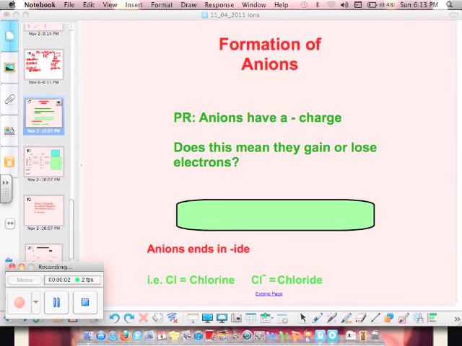Okay, so now that we've done cations, as we know, there's always a balance to these. So the counterpart of my cations are anions. And like before, anions have a negative charge. So do anions gain or lose electrons? Think about it. If cations are going to lose them, anions are going to gain them.